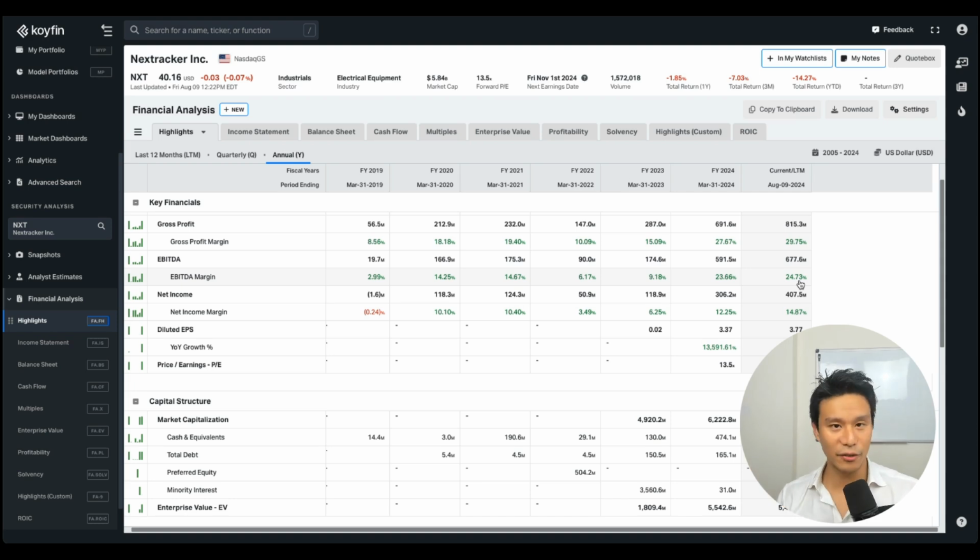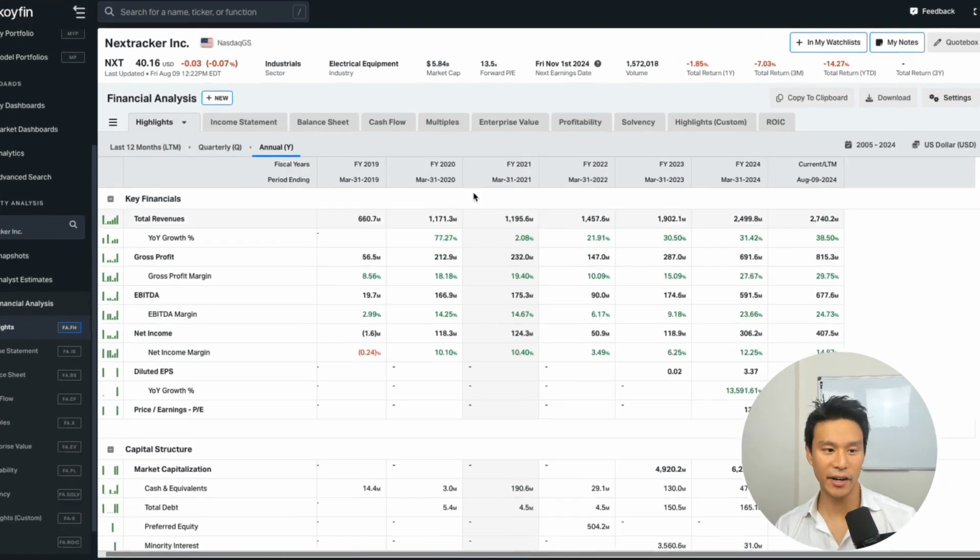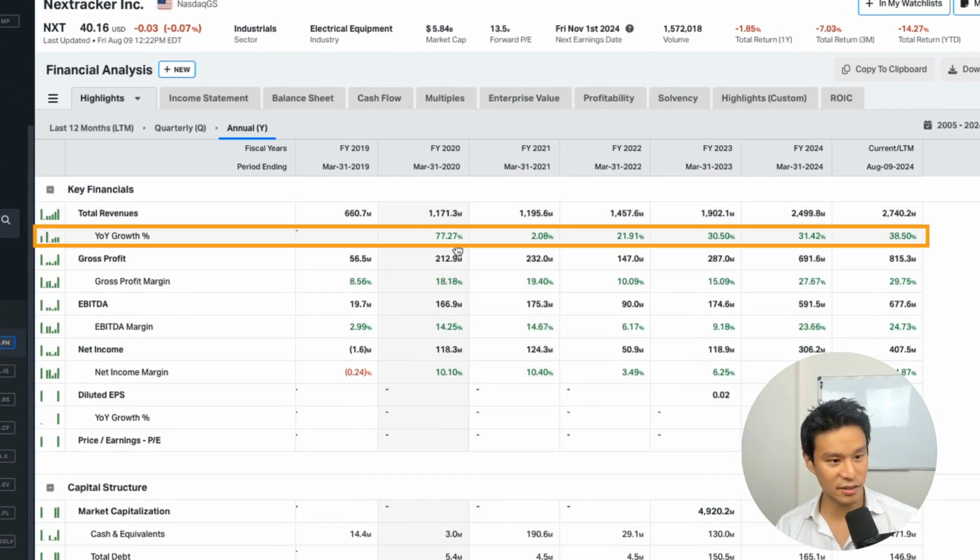One thing you do want to be careful of when you're looking at margins and looking at the trend of margins is that it can be very easy for a business to expand its margins during good times. It's just easier to be profitable when you're generating a lot of sales. What you do want to do is you also want to pay attention to times where the business slows down. Maybe there's a recession or the environment slows down, and you want to look at what happens to margins during that point in time. So if we look at Next Tracker, in 2021, we had a pretty significant slowing in growth rate. That year may have been a particularly difficult year for the business, and that's why growth rates slowed all the way down to 2%.